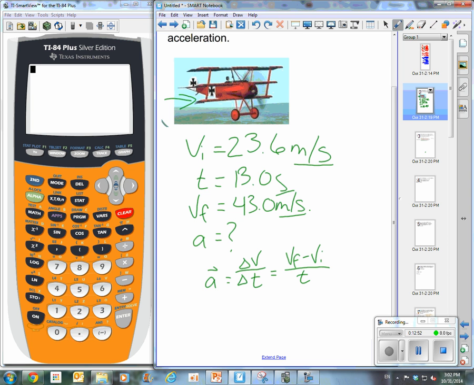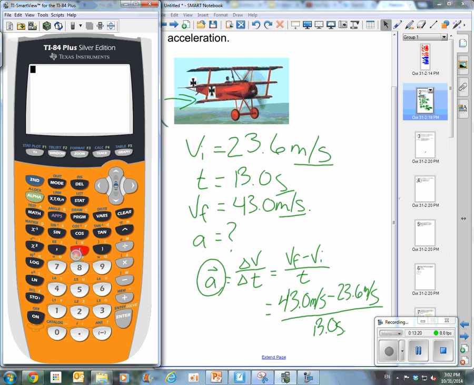So what I'm going to do now, this is my beautiful formula. Everything's nice and dandy. Why? Because the thing that I don't know is what the equation is actually solving for. So now I just need to do my substitution here. Okay, so 43.0 meters per second minus 23.6 meters per second, all over a time of 13.0 seconds.